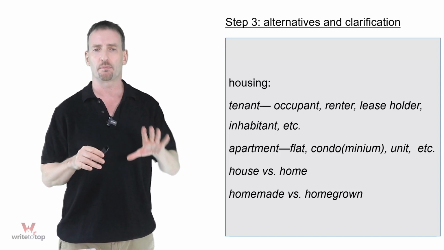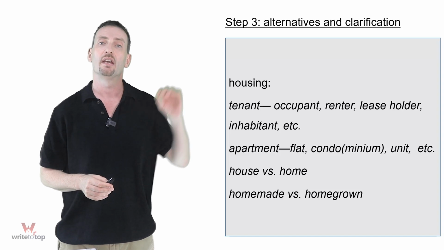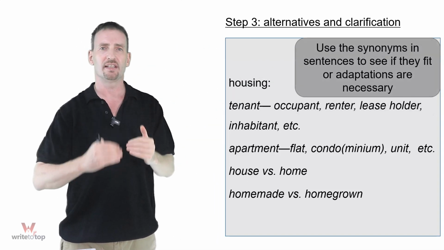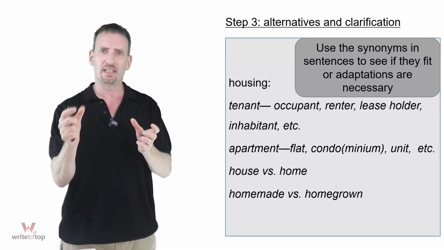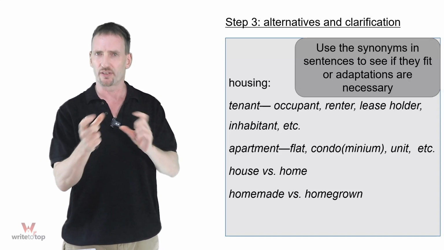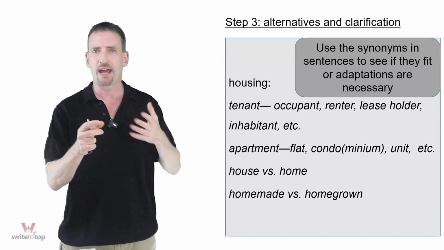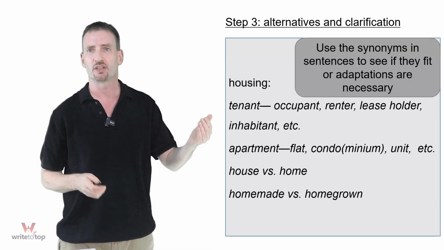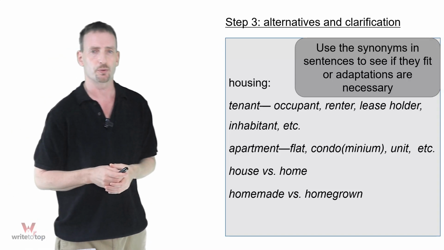But the most important aspect of finding all these alternatives, finding all these synonyms, is to make sure that you actually use them in sentences. Only having lists doesn't help you because some words cannot be switched for other words in certain contexts. So you have to make sure that the word works. And sometimes you have to make adjustments in terms of grammar to the sentence to make that new word fit in. So make sure that you're actually practicing using these words.